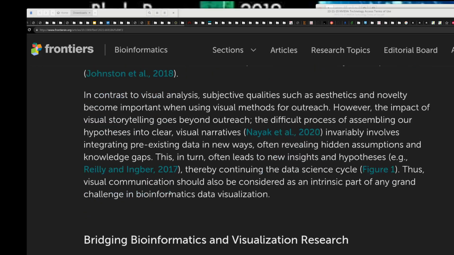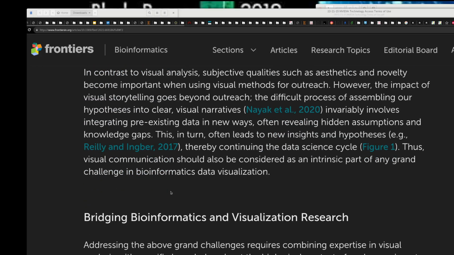In contrast to visual analysis, subjective qualities such as aesthetics and novelty become important when using visual methods for outreach. However, the impact of visual storytelling goes beyond outreach. The difficult process of assembling our hypotheses into clear visual narratives, Nyack et al., 2020, invariably involves integrating pre-existing data in new ways, often revealing hidden assumptions and knowledge gaps. This, in turn, often leads to new insights and hypotheses, for example, Riley and Ingber, 2017, thereby continuing the data science cycle, Figure 1.